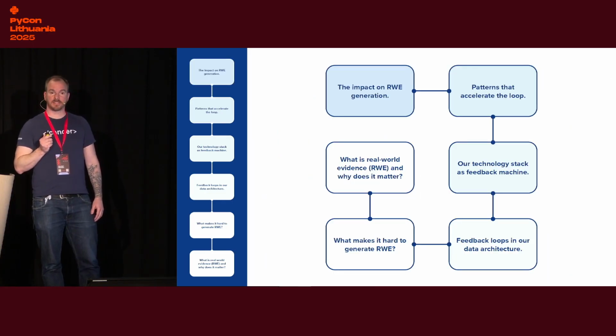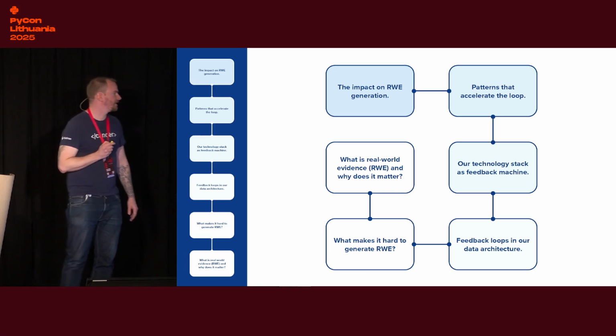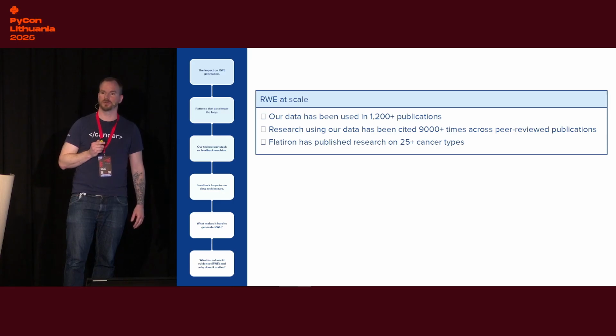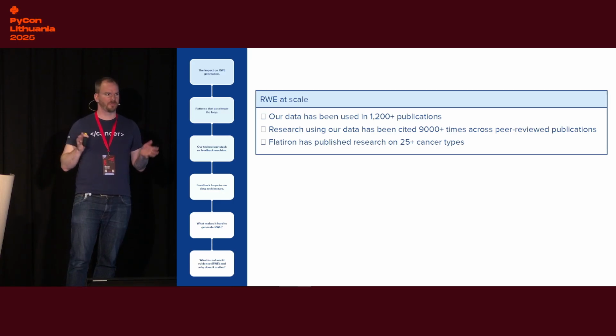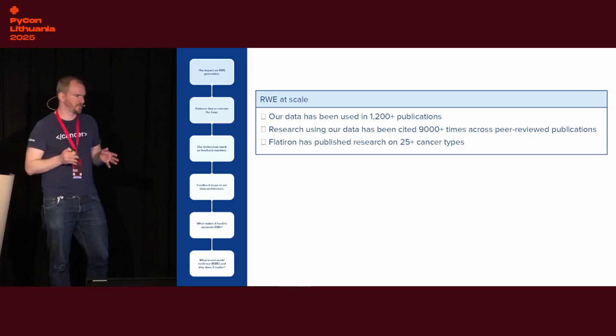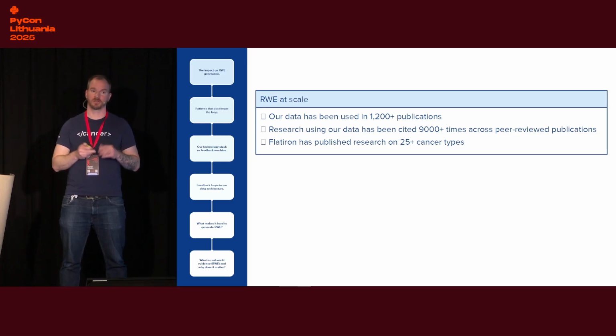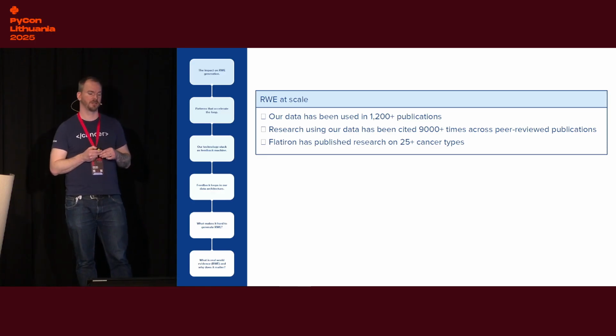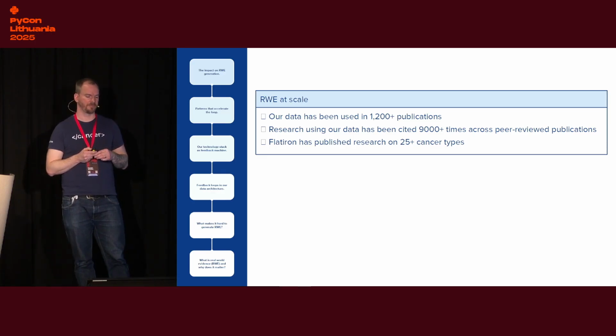Okay. Lastly, I want to close with the impact on real-world evidence generation. The data set that we provide is widely used. Flatiron Health data is kind of the gold standard for real-world evidence data in the sphere of oncology. It has been used in over 1,200 publications, in over 9,000 peer-reviewed publications as well.